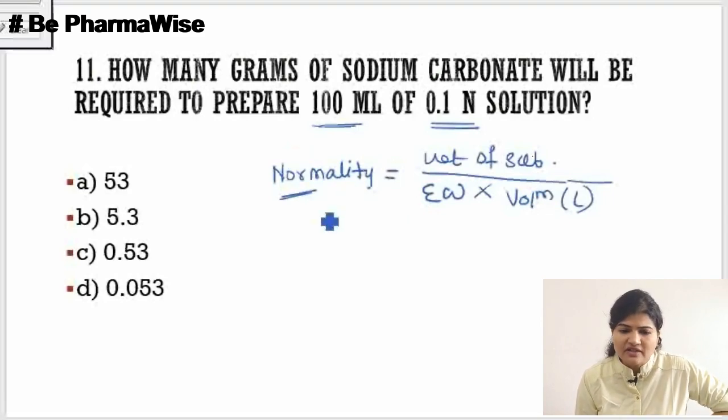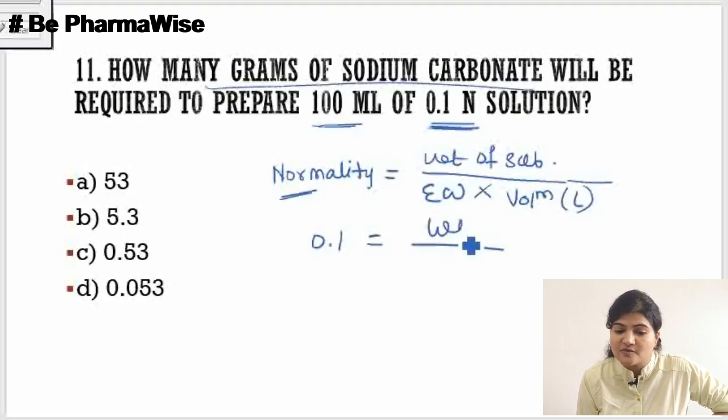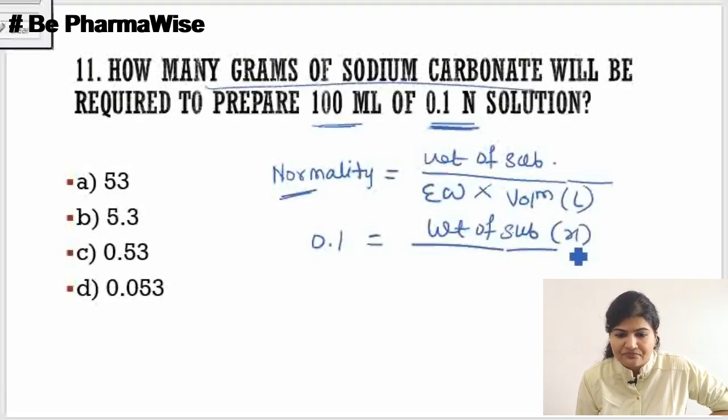Now, what is the normality of the solution we want to prepare? 0.1 normal is equal to the weight of substance. How many grams of sodium carbonate? We have to find out the weight of substance, so we will call it X, divided by the equivalent weight. Now you have to find out the equivalent weight of sodium carbonate.